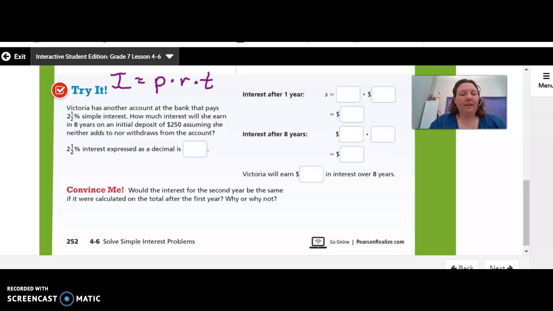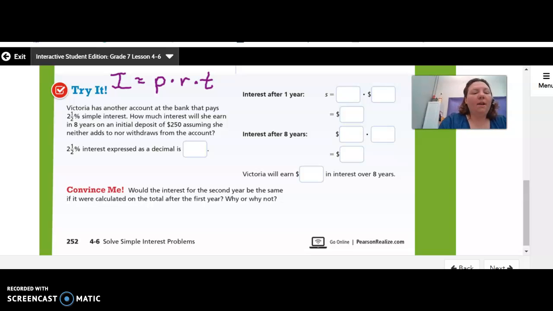Victoria has another account that pays 2.5% interest. How much interest will she earn in 8 years on an initial deposit of $250? And notice this is really important, assuming she never takes out or adds more money to the account. She's just going to put that money in there and leave it for 8 years.